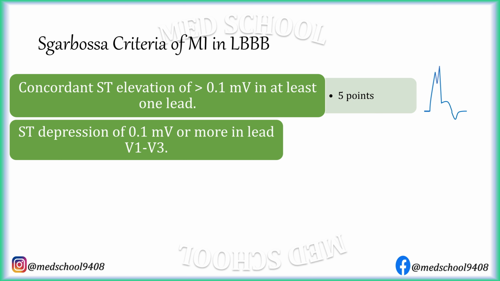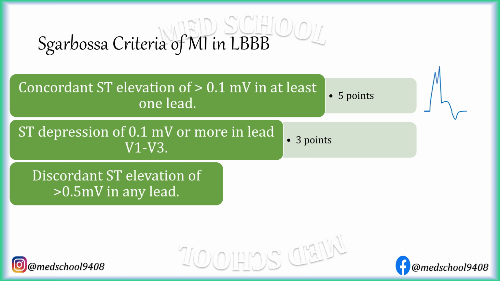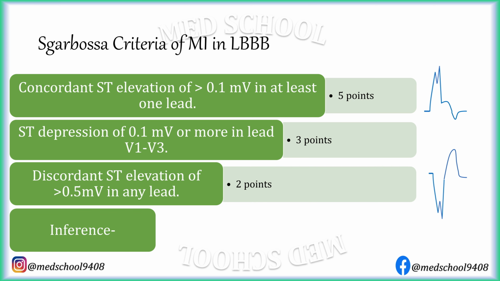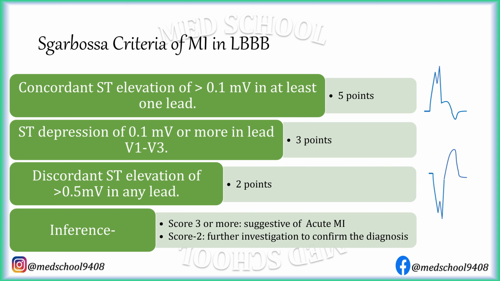Second feature is ST depression of 0.1 mV, that is 1 mm or more in lead V1 to V3. This feature carries 3 points. Third feature is discordant ST elevation of more than 0.5 mV, that is 5 mm in any lead. As you must have already guessed, discordant ST elevation is when QRS complex is predominantly negative. This feature carries 2 points. Score of 3 or more suggests acute MI, while score of 2 suggests need for further investigation to confirm the diagnosis.